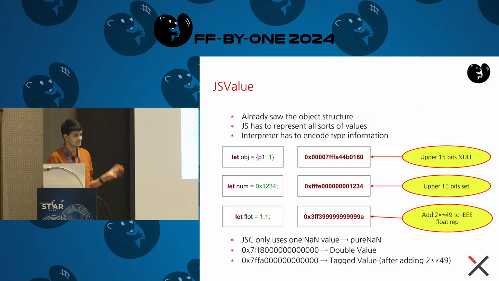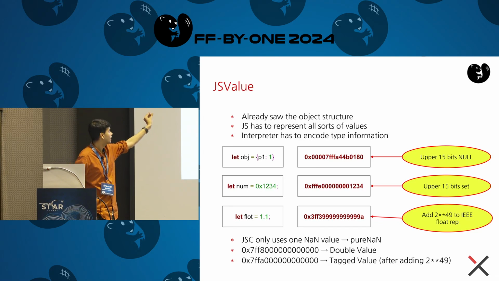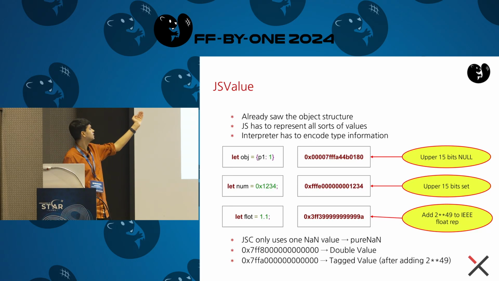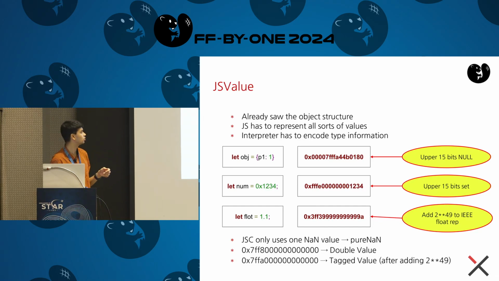Now let's look at a much simpler bug. For this, we need to know what is a JS value. If we have a JavaScript statement like this, internally JavaScript core actually stores obj as a pointer. Pointer means all upper 16 bits are null, because that's how virtual memory works. The virtual memory only uses the lower 48 bits. So upper 16 bits are actually null.